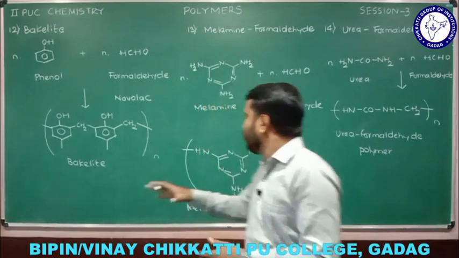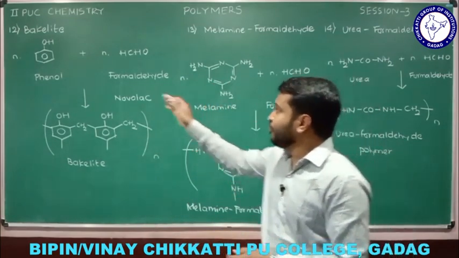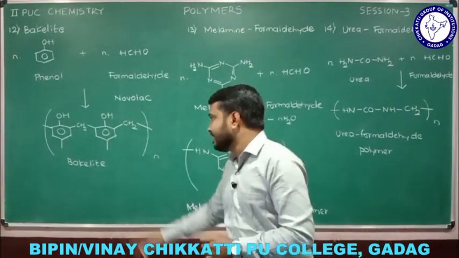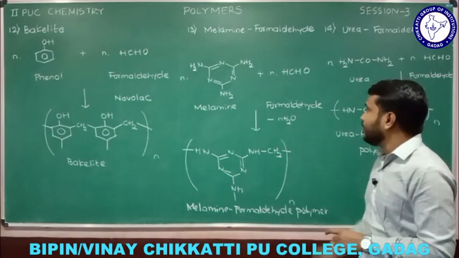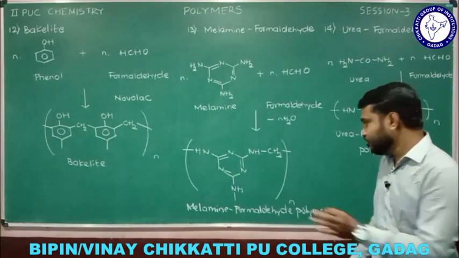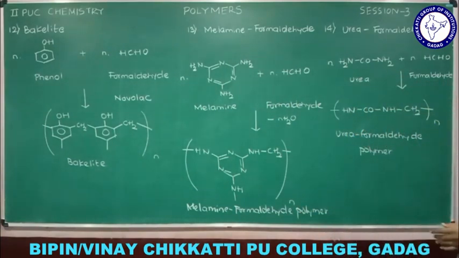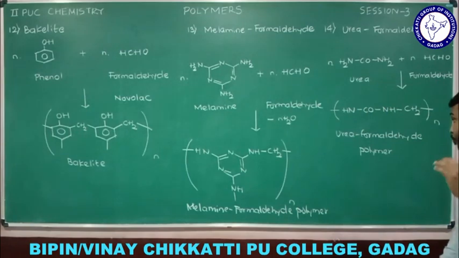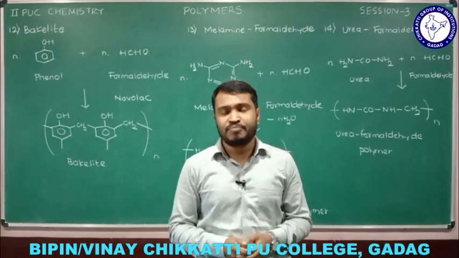While writing the statement for all three, you need to write the keyword. For example, phenol and formaldehyde undergo condensation polymerization to get a three-dimensional structure. We call it bakelite. Similarly, melamine and formaldehyde undergo condensation polymerization to get melamine formaldehyde polymer. Similarly, urea and formaldehyde undergo condensation polymerization to get a polyamide. The name of the polyamide is urea formaldehyde polymer, that is also a condensation polymer. So all these are the examples that I discussed.